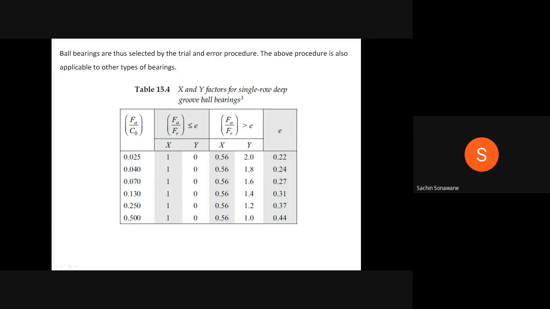Therefore for different values, as a sample I will read: 0.025, 1, 0, 0.56, 2, 0.22; 0.07, 1, 0, 0.56, 1.6, 0.27; 0.25, 1, 0, 0.56, 1.2, 0.37; 0.5, 1, 0, 0.56, 1, 0.44.